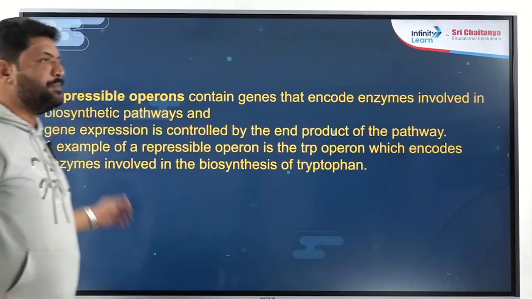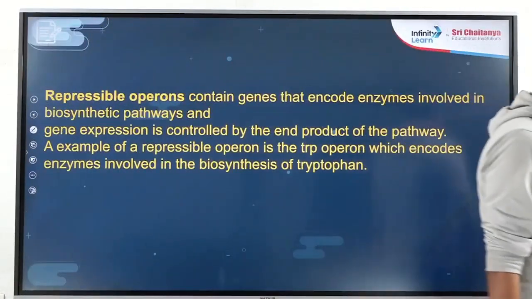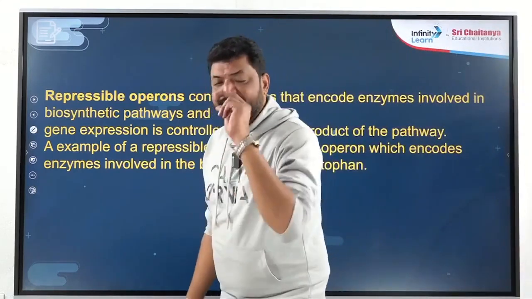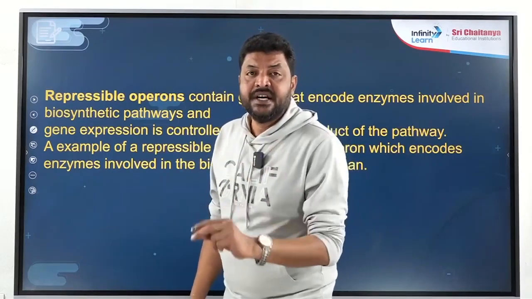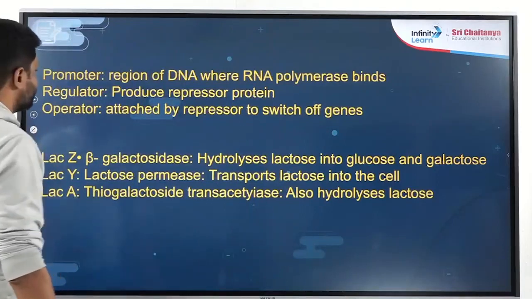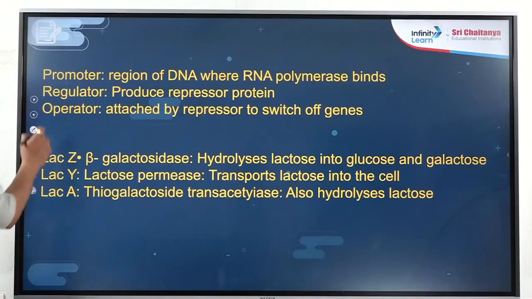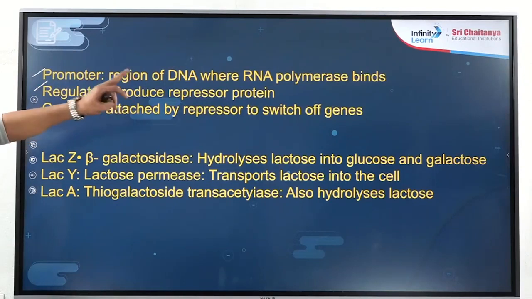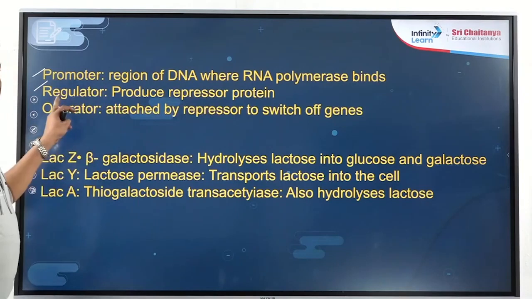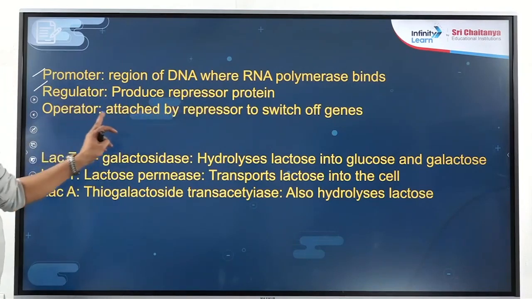And in the other case, a repressible system is also there. What is the repressible system? If the substrate switches off its genes, that is called a repressible system. And the lac operon consists of 6 genes: promoter gene, regulator gene, operator gene. I told you already, the promoter is a region of DNA where RNA polymerase binds; the regulator produces repressor protein; the operator is attached by the repressor to switch off its genes.